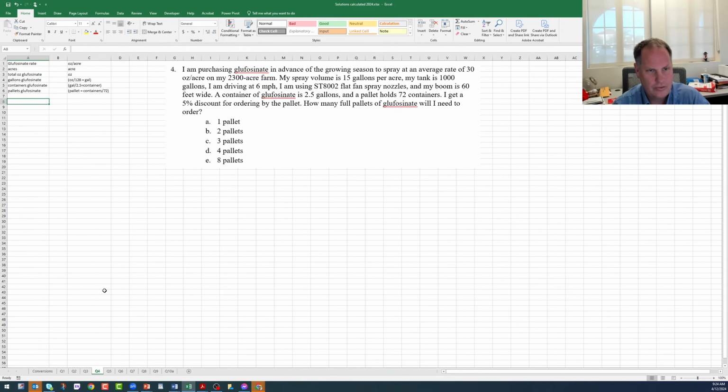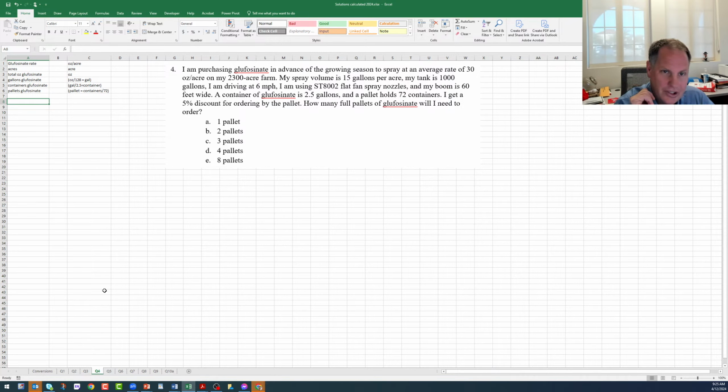Moving on to question 4. I'm purchasing glufosinate, which is Liberty, in advance of the growing season to spray at an average rate of 30 ounces per acre on a 2,300 acre farm. Here's my spray volume, my tank size. A container of glufosinate is 2.5 gallons. A pallet holds 72 containers. And I get a 5% discount for ordering by the pallet.